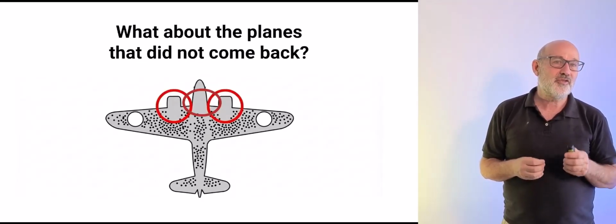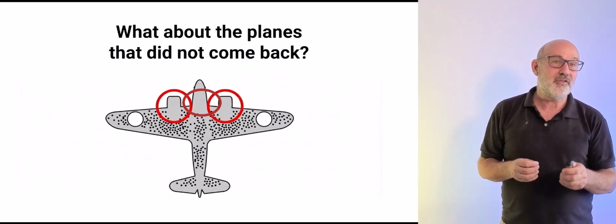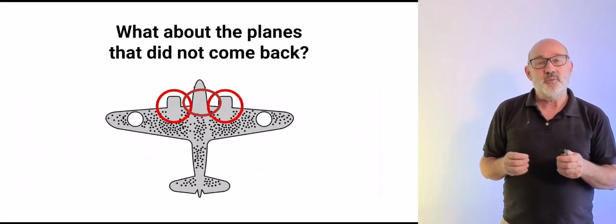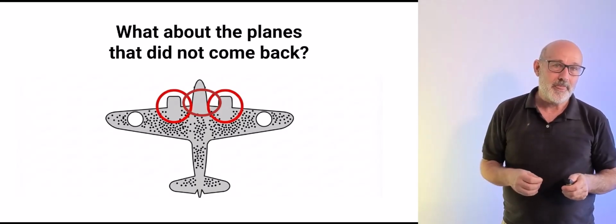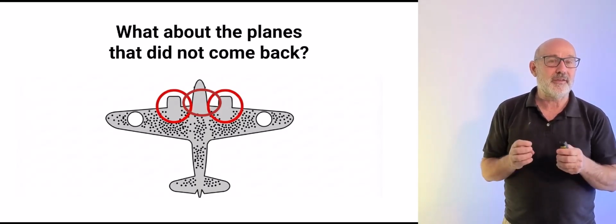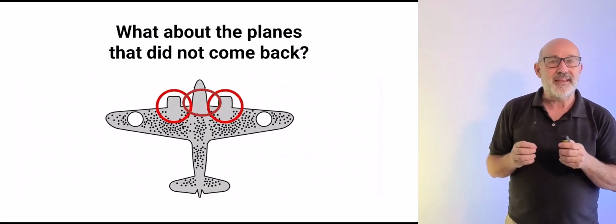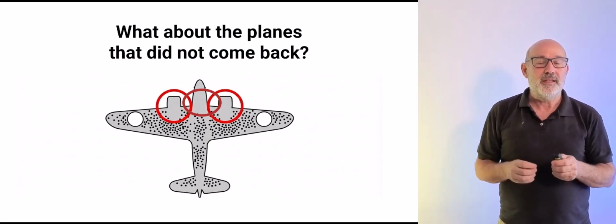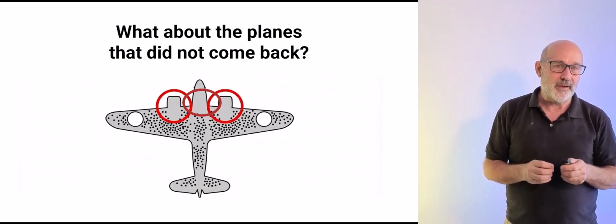The engineers were studying the wrong signal. The bullet holes they could see showed where planes could survive being hit. The real damage was invisible. Planes hitting the engines never return. The engineers had the right data, they were asking the wrong questions. Wald didn't give them a fast answer, he gave them a better question. And that led to: reinforce the engines, not the wings.